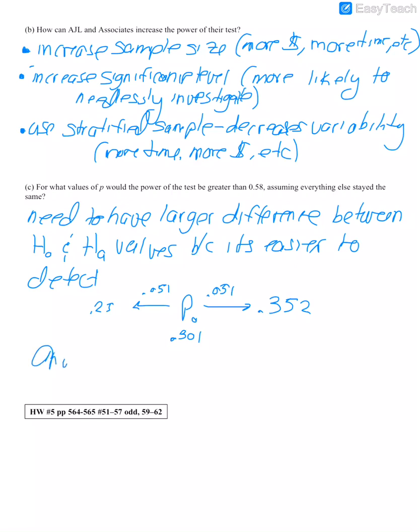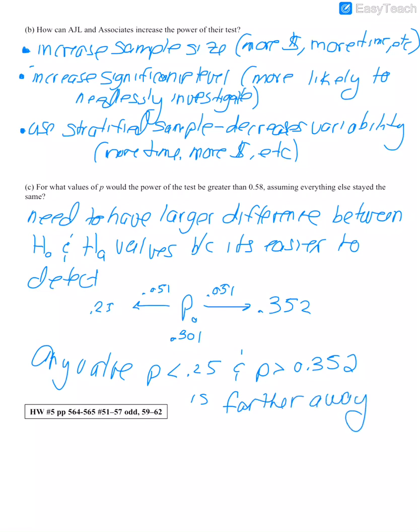So any value of P less than 0.25 and P greater than 0.352 is farther away and increases power. And that wraps up 9.2. So we're ending 9.2 here. The next video will start 9.3.